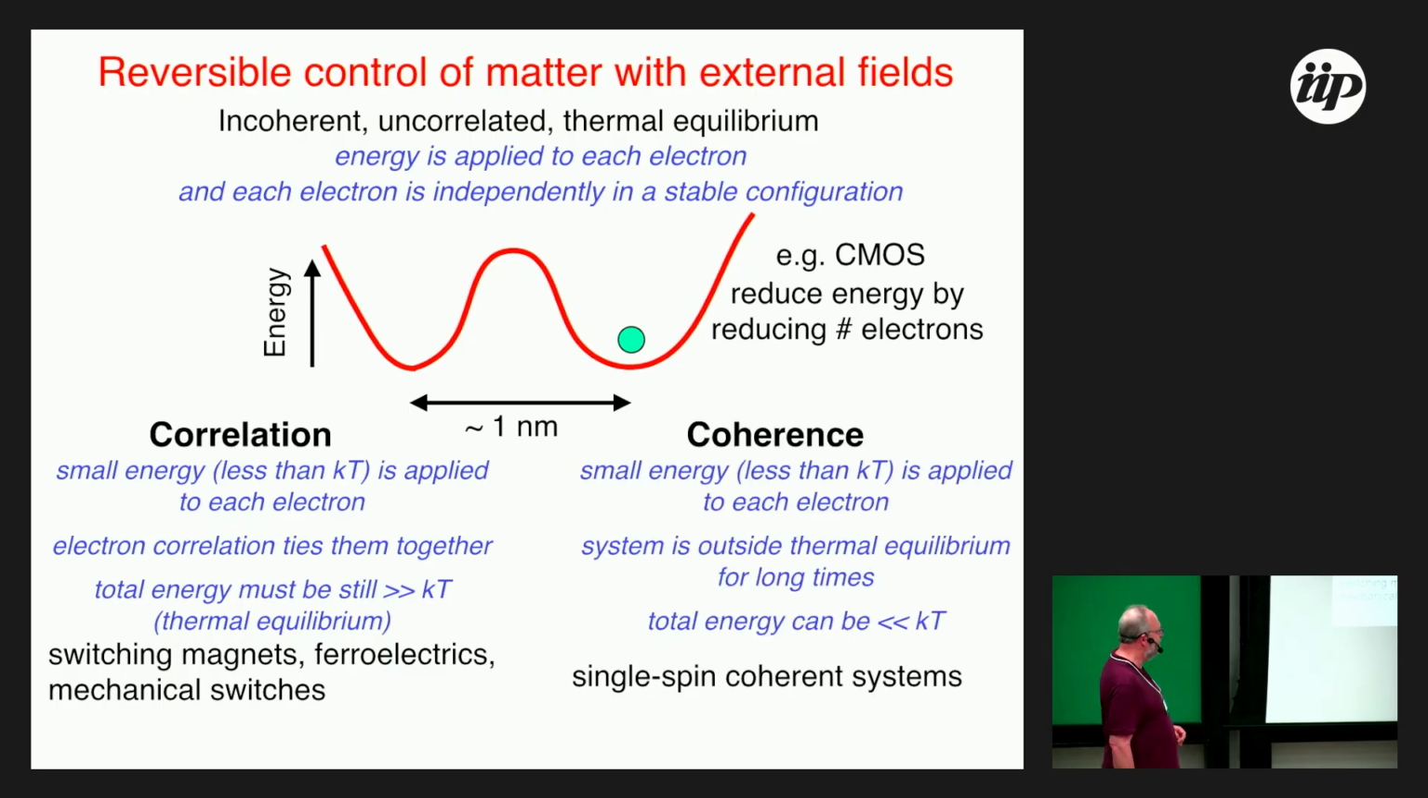And then the other area is coherence, where you don't worry about being in thermal equilibrium. You're going to remain outside of thermal equilibrium for the entire time of your calculation. And then you can work with small energies that are less than kT that are applied to each electron and even get to the regime of single-spin coherent systems. Okay, and often there are relationships between these two that offer new opportunities.